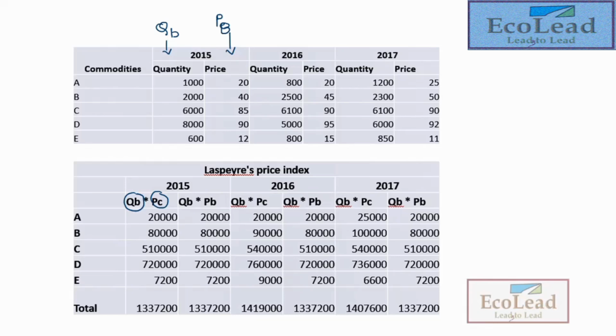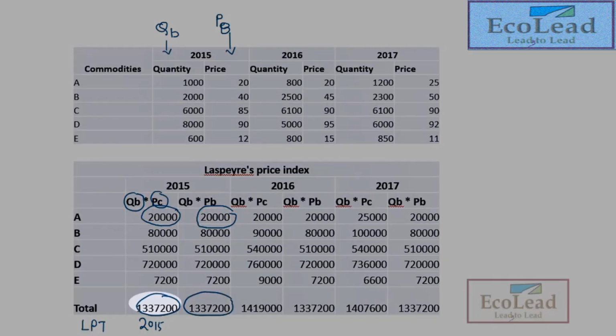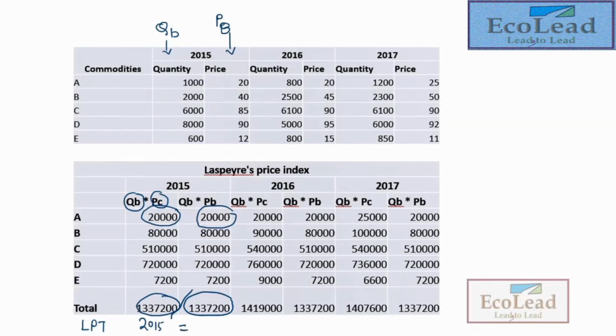Now when we have multiplied the quantity with the price, we will get the same value for the numerator as well as for the denominator. And that is the reason if we calculate the last year's price index for 2015, it will be nothing but the total value of the numerator and the total value of the denominator. As it is the same, the last year's price index will be 1.